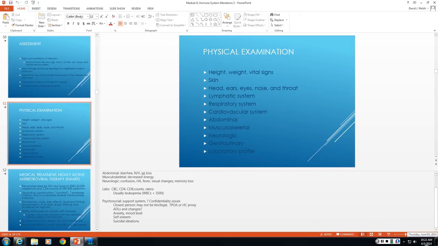You need to assess not only that, but you need to assess their psychosocial support system. You need to find out who you can and cannot talk to, because this is a big disease with a lot of issues behind it. A lot of people don't want everybody knowing that they have this, so you have to find out who you can talk to about this and who you can't in their family. Their closest person might not be their legal kin or legal guardian. Who's their power of attorney, who's their health care proxy?